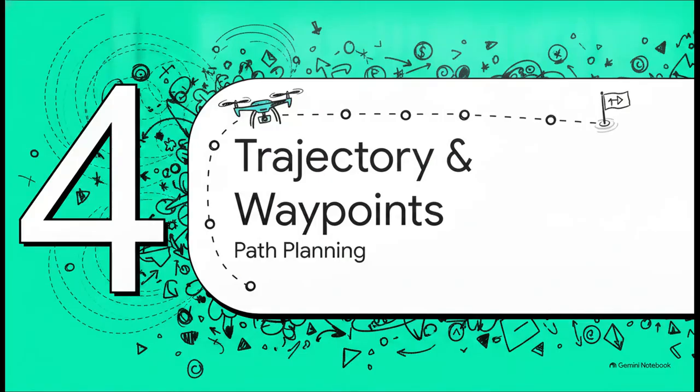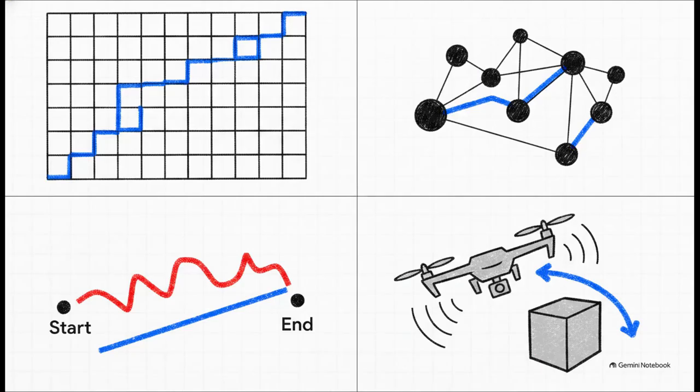Moving to Section 4, Trajectory and Waypoint Planning, or Path Planning. Okay, so our drone can hover steadily, and we know it won't flip over. But how does it actually know how to get from point A to point B? Just drawing a straight line between two GPS waypoints is really only the beginning. To achieve smooth, efficient, and above all, safe flight, we have to use sophisticated path planning algorithms.